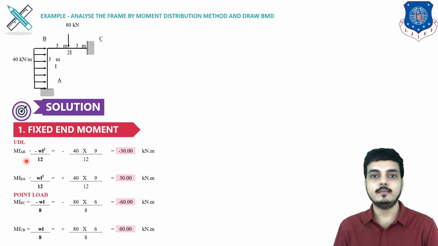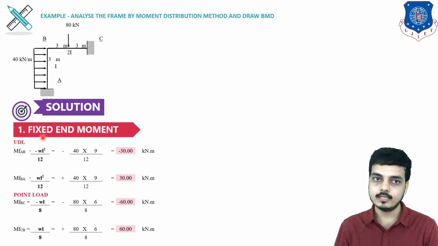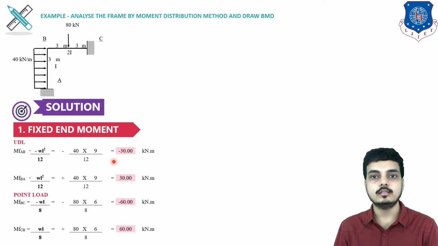MFAB is nothing but minus WL square by 12. For UDL the formula is minus WL square by 12, which equals minus 40 multiplied by 3 meter, 3 square is 9, divided by 12, equals minus 30 kilonewton meter. This is our respective moment for MFAB. Similarly, MFBA will be positive 30 kilonewton meter.